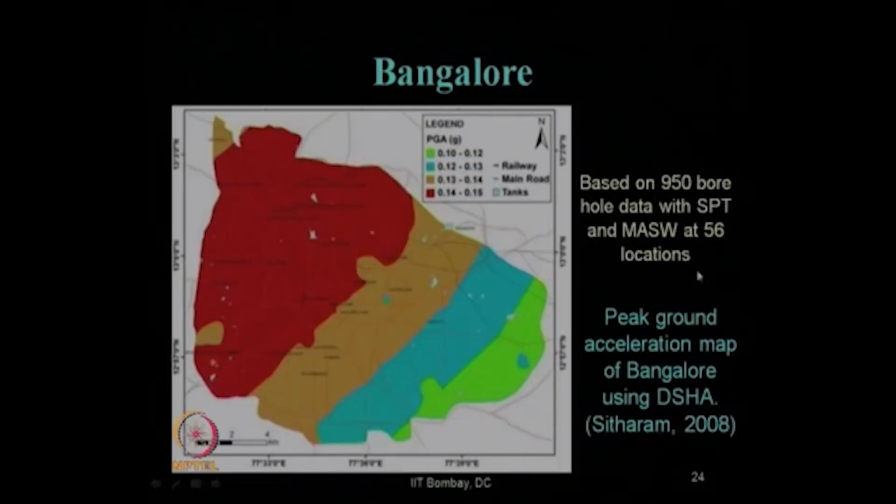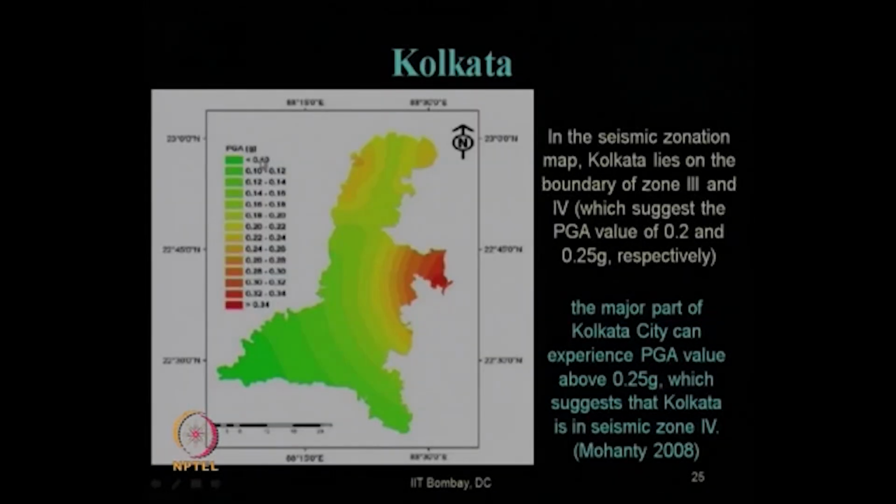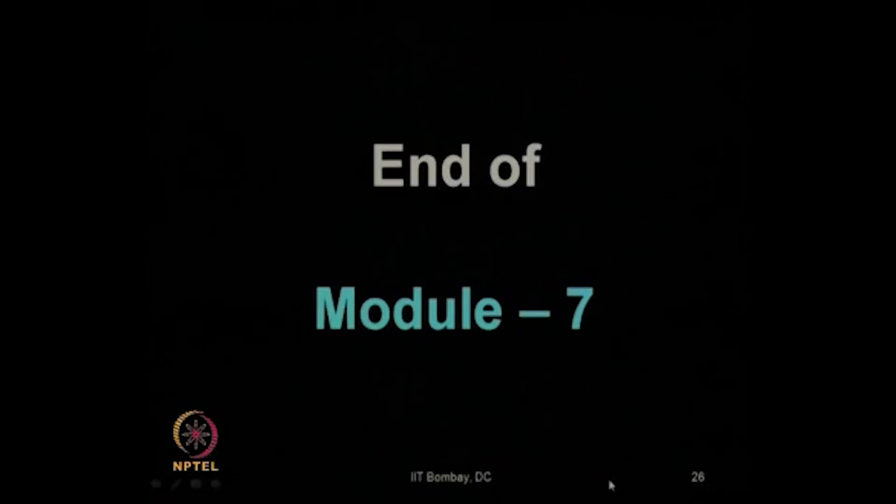Then for Bangalore city also, the seismic hazard map, the peak ground acceleration map for the entire Bangalore city, was proposed in this reference. You can see the PGA values recommended as per different color codes. And for Kolkata city also, the seismic microzonation map was proposed, and you can see here the variation of the PGA values of Kolkata city as proposed in this reference. So, with that, in the previous lecture we completed our module 7 on seismic hazard analysis.